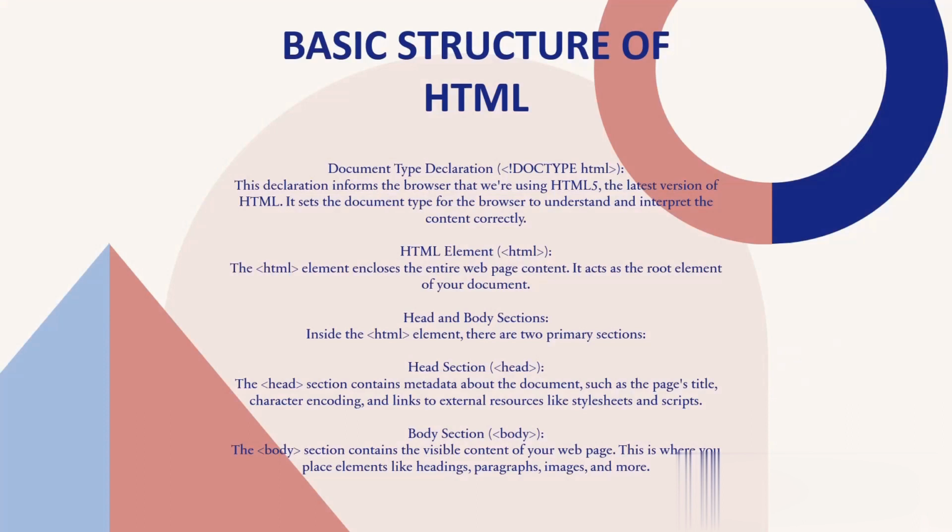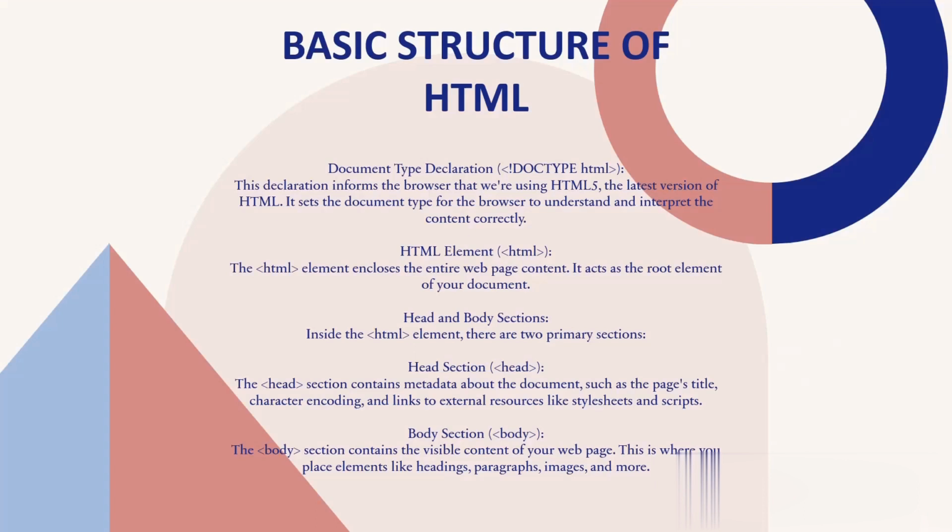So, how does it look? The basic structure of an HTML file. At the start, at the top, we have the document type declaration, the doctype HTML tag. This declaration informs the browser that we are using HTML, which is the latest version of HTML. It sets the document type for the browser to understand and interpret the content correctly. Then we have the HTML tag, which includes the entire web page content. It acts as the root element of your document. Then we have the head and body sections.